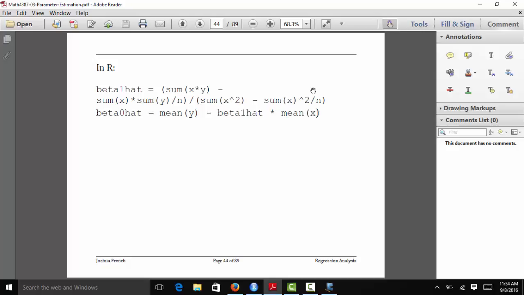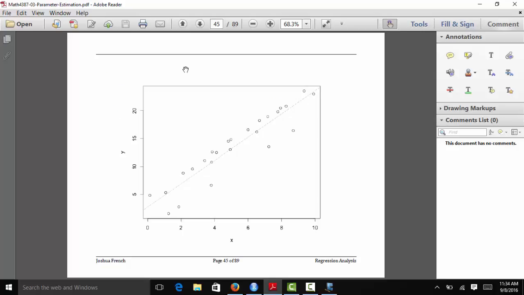And once I have beta 1 hat, then I can use that same formula to compute beta naught hat, which is just the sample mean of the y's minus beta 1 hat times the mean of the x's. And so we can compute these pretty straightforwardly in R as well, just using a few simple commands. And looking at the fit of my estimated regression line to that simulated data set, we see it looks pretty good here. It's what we would expect to see if we were just going to draw the line that fit best using our eyes.